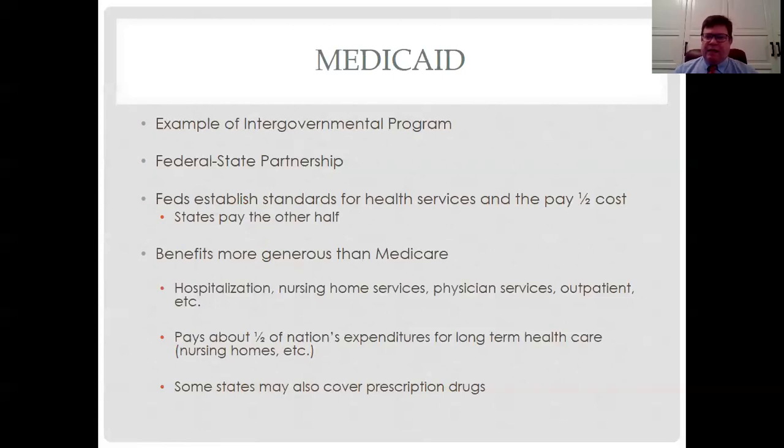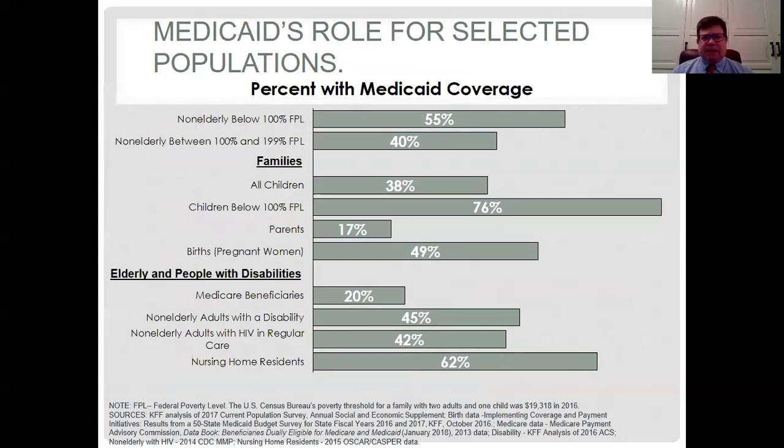The one thing I want to add here is that Medicaid pays for about half of the nation's expenditures for long-term health care, and that would typically be what we would call nursing homes. Oftentimes those are people who are older who also have Medicare, but for financial reasons also qualify for Medicaid. And those long-term expenditures are paid by this program.